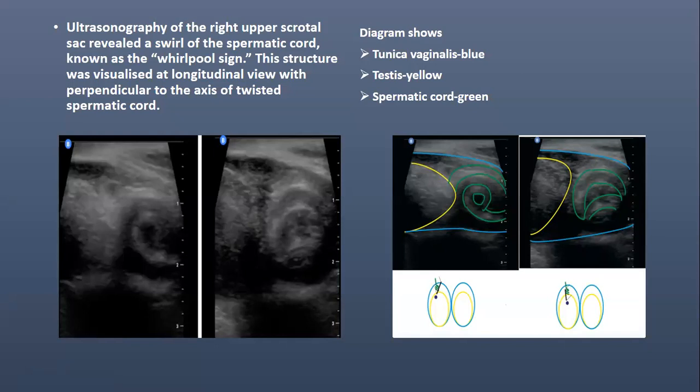It's important to note that the tunica vaginalis covers the testis. So any scrotal pathology which occurs inside there is a part of that scrotal pathology. So we can go to the next slide.